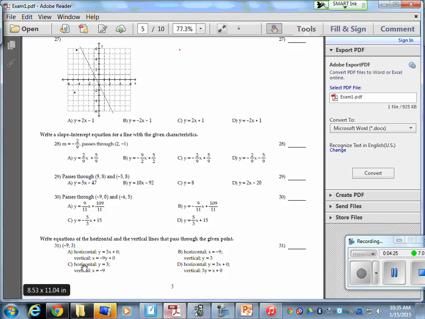So my answer is, which one's horizontal, which one's vertical? They got this backwards. It's going to be C. The horizontal one is y equals 3, and the vertical one is x equals -9. Be careful. This has the exact same answers for your equations, but it says that x equals -9 is horizontal, and x equals lines are vertical. Y equals lines are horizontal. Be very careful there. That's a tricky one.